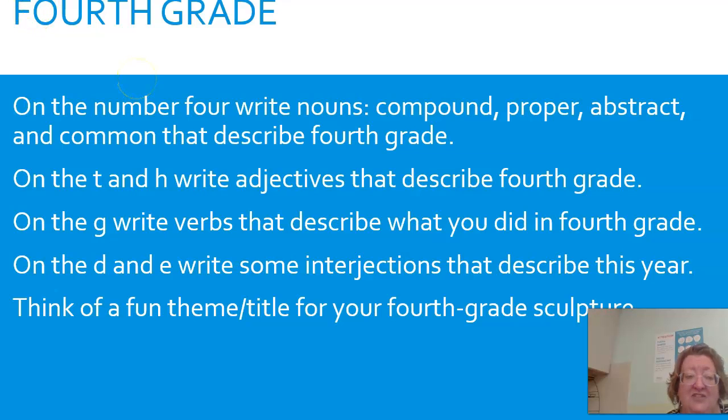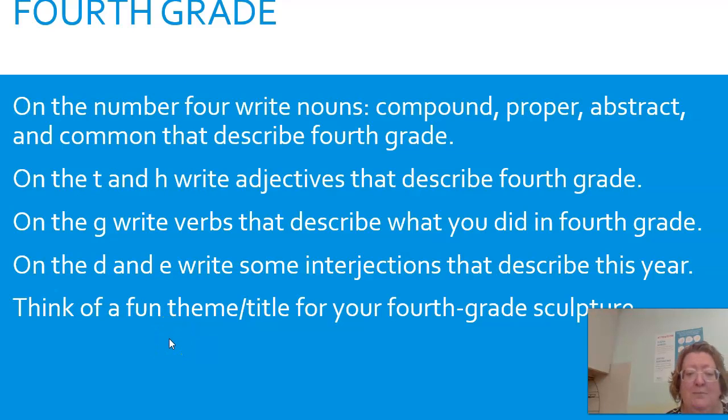Now, just this past week, we started doing interjections. Wow, hey, yay, oh. So in D and E, you're going to write some interjections that describe this year. So again, you should be able to come up with several interjections.